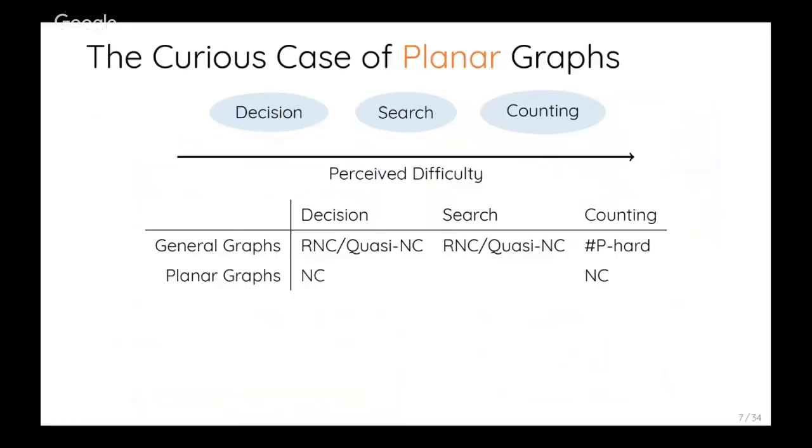But for planar graphs, it's been known for a long time that counting can be done in NC. This is a result of Kasteleyn, and then Vazirani generalized this to a slightly more general class of graphs called K3,3-free graphs. But the search version was still a question mark. We know polynomial time algorithms for it, but no deterministic parallel algorithms.